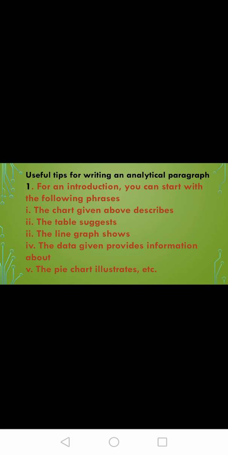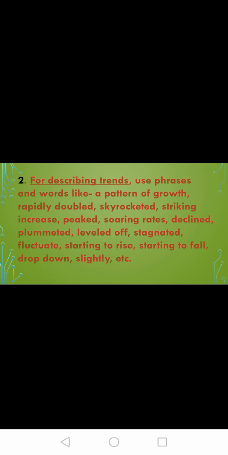Student, this is for giving introduction. These points you are going to use. Now second point is for describing trends. Use phrases and words like a pattern of growth, rapidly double, skyrocketed, striking, increase, peaked, soaring rates, decline, plummeted, leveled off, stagnated, fluctuate, starting to rise, starting to fall, drop, down, slightly, etc. So, while writing a trend, you are going to use these words.